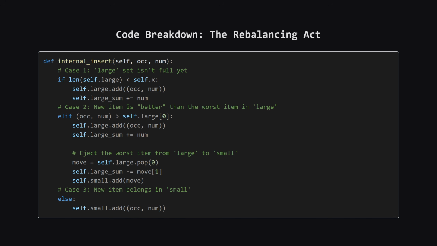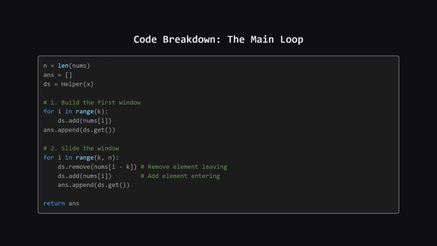We always update our large sum whenever an item enters or leaves the large set. Finally, the main function puts it all together. It creates an instance of our helper data structure. First, it builds the initial window by adding the first k elements. It gets the x sum for this first window and saves it. Then, it starts the sliding process.